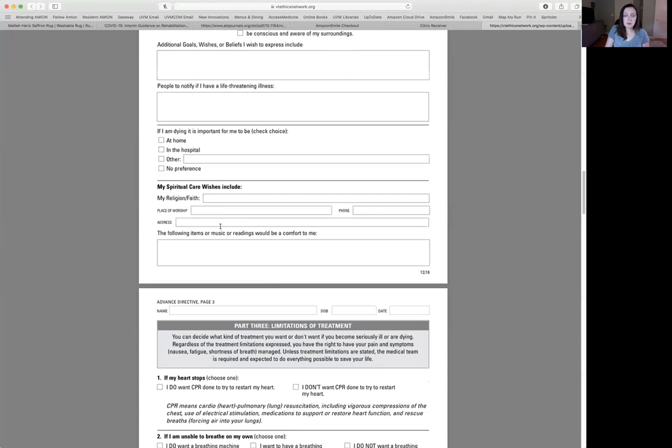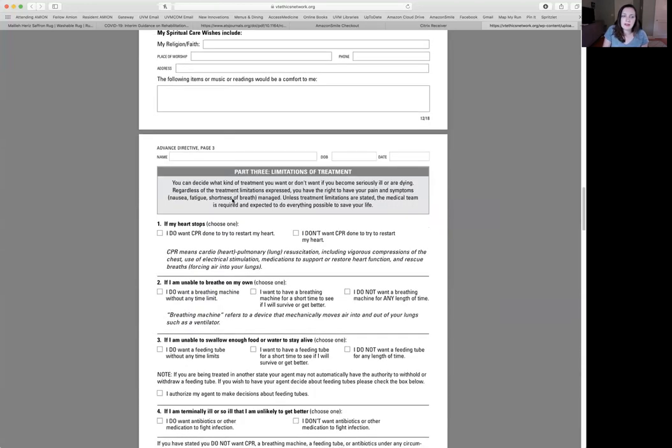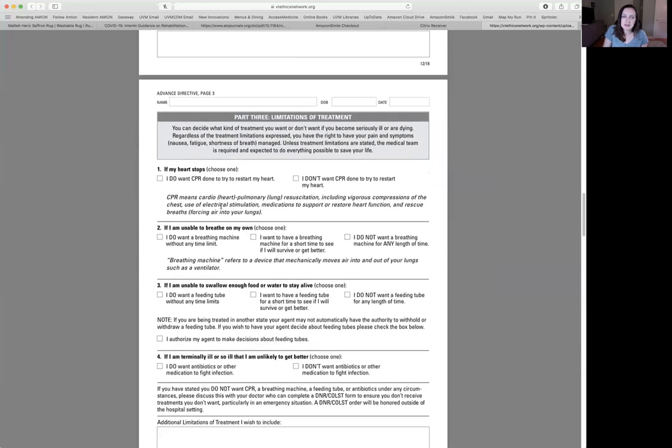And then spiritual care and wishes. So if you do follow a certain faith, if there's a place of worship that you go to, and anything that might bring you comfort. So if there's a specific type of music, hearing people read, comfort lighting, so lamps, things like that would be what you could clarify here, of things that bring you relief and keep you grounded and bring you comfort in times of stress.